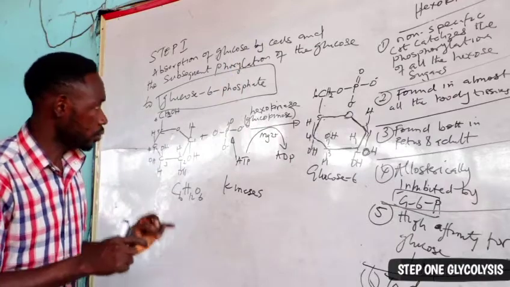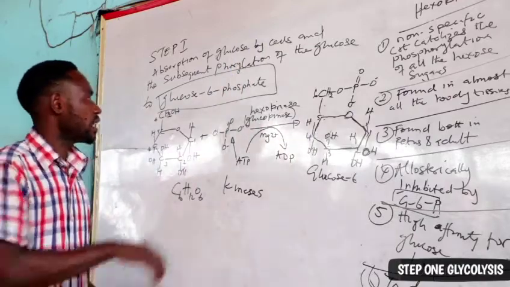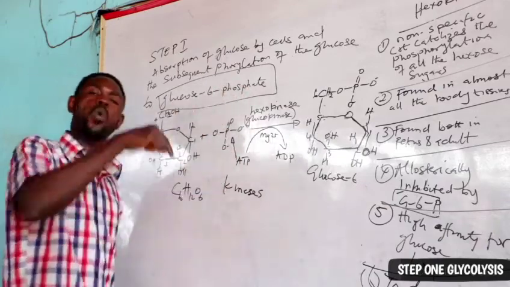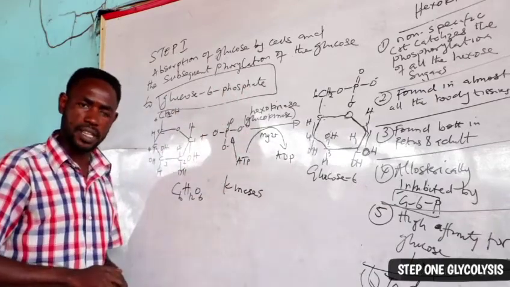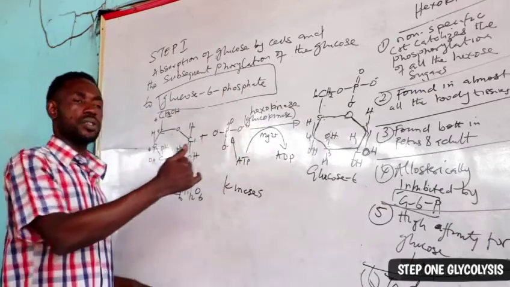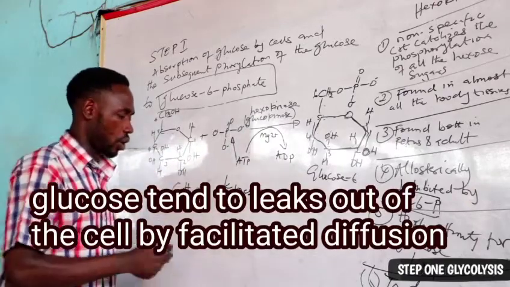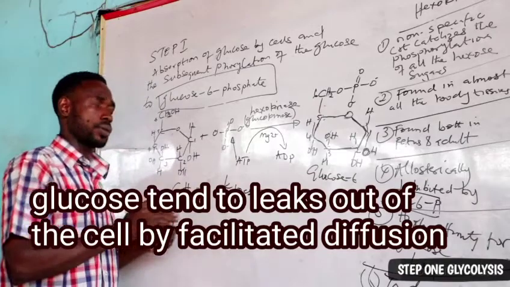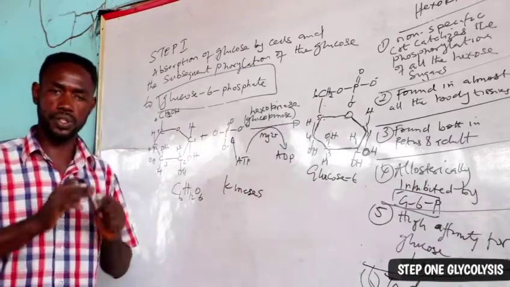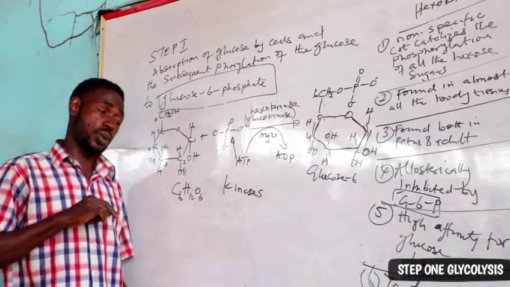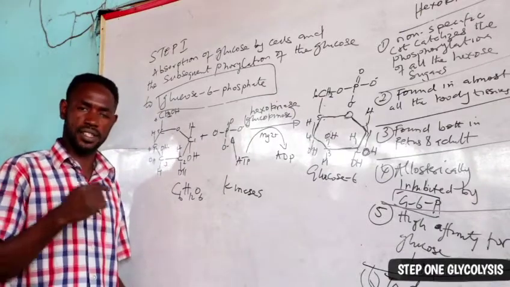Then, one should also know that glucose must be phosphorylated to glucose phosphate. Why? Because glucose, when it enters into the cell by normal diffusion, will still go out. I'm now explaining why glucose is phosphorylated to glucose phosphate. It's just a way of trapping glucose inside the cell.